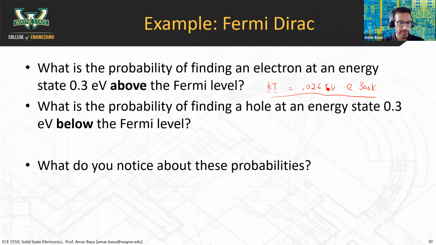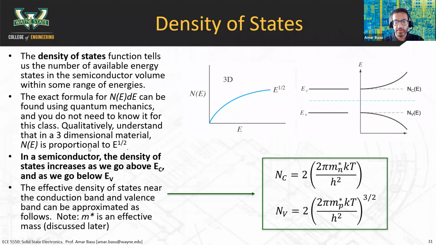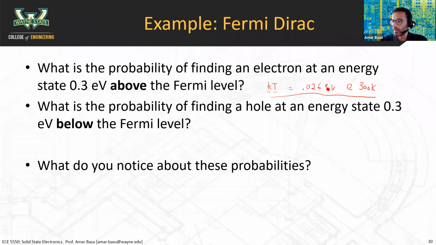So any luck so far? Me, I got 9.28 times 10 to the negative 6. Is that right? Okay, let's go through it real quick. 9.28 times 10 to the negative 6. All right, so let's call this part A, and we'll call this part B.